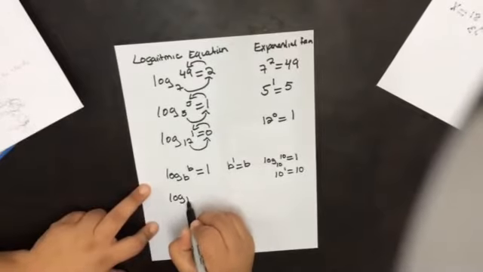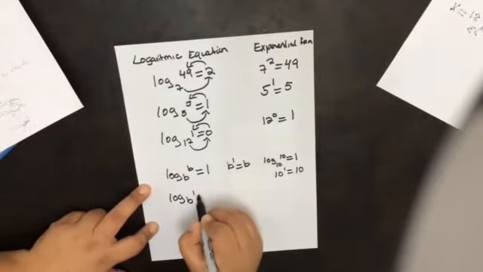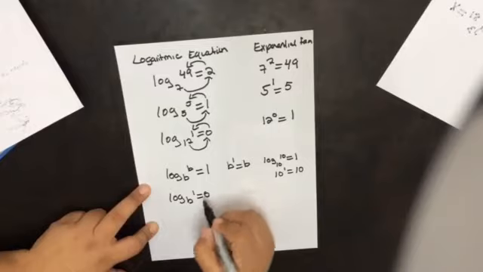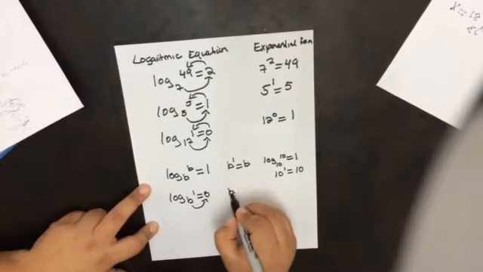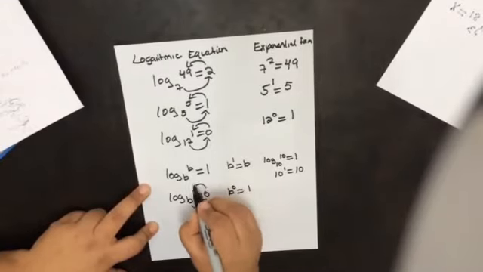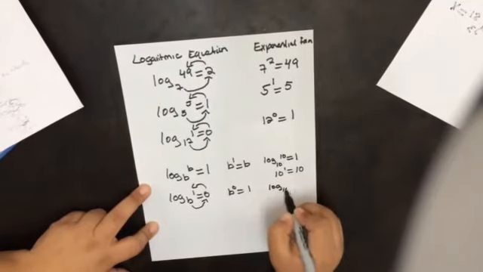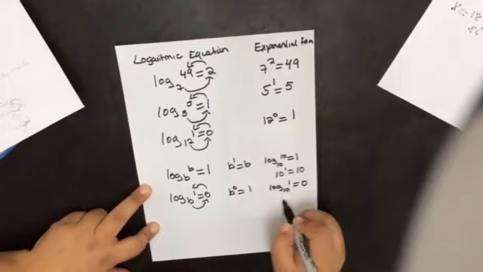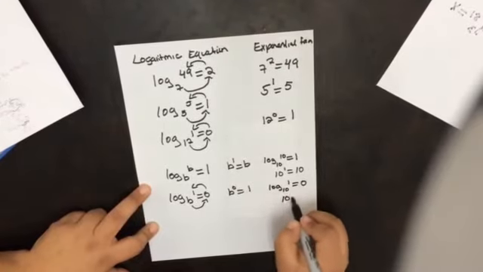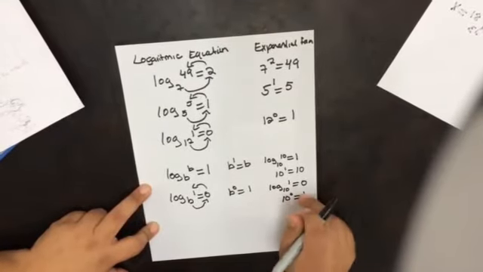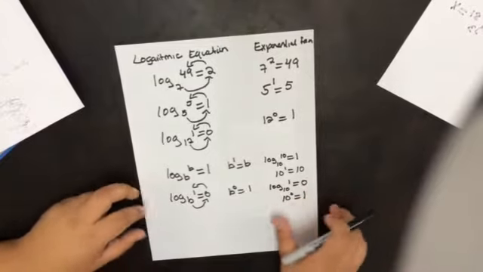Another one is log base b of 1 equals 0. What does that mean? Well, that b to the 0 is going to equal 1. So an example would be log base 10 of 1 equals 0. And for the exponential, well, 10 to the 0 is 1. Any number to the 0 power is always going to give you 1.